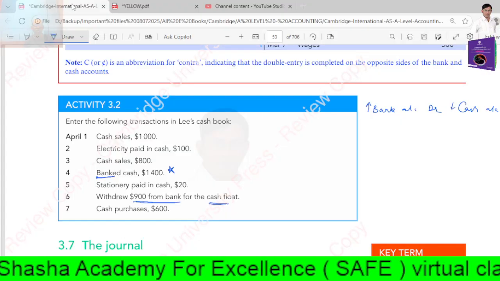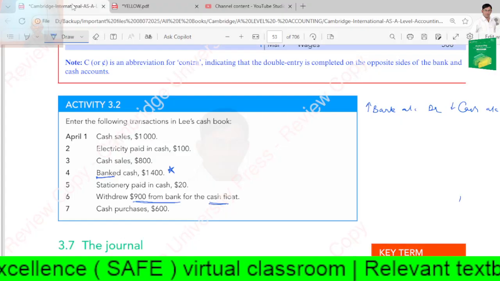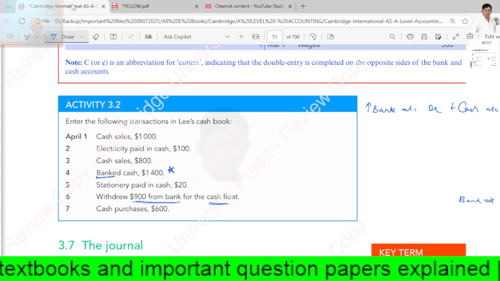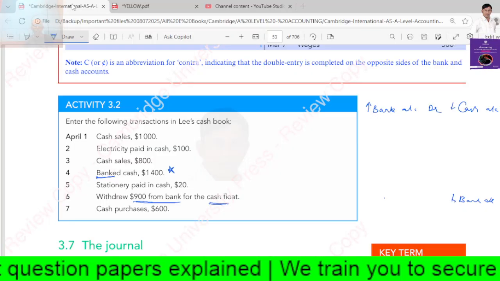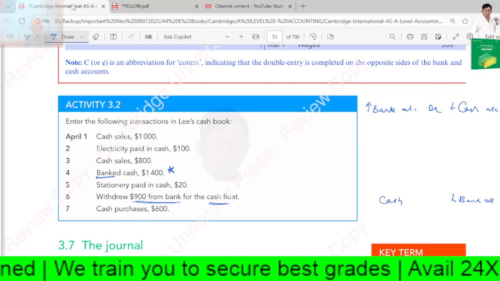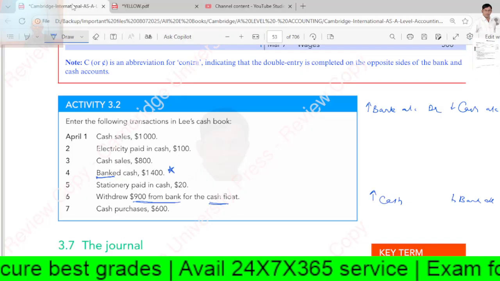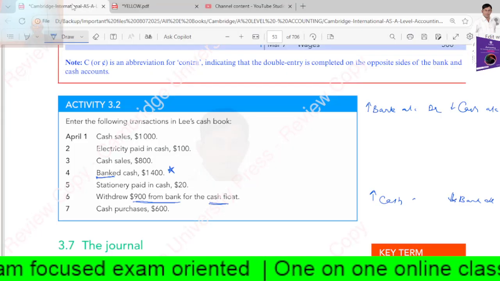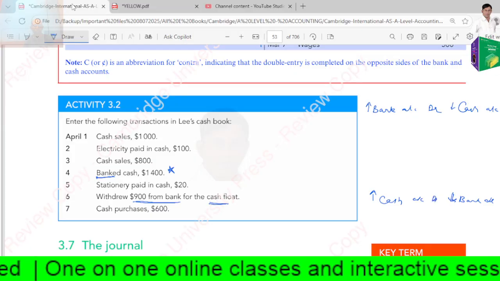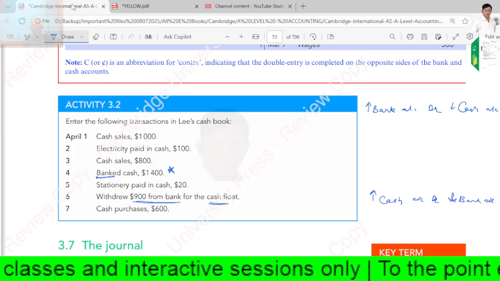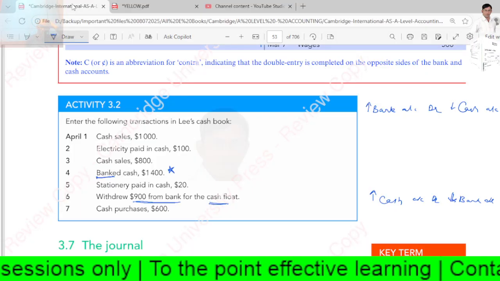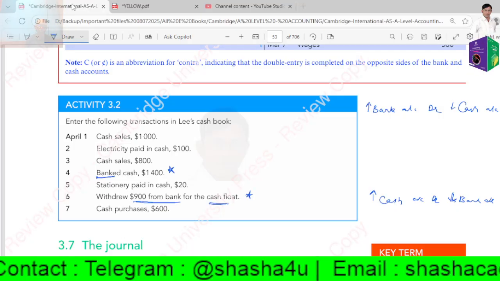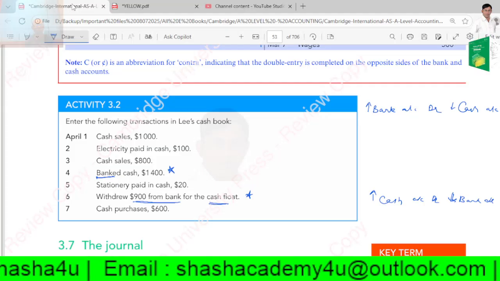What is happening? Money is going out from the bank and coming in as cash. Cash is increasing, and money is decreasing in the bank account. So remember, the cash account will be debited and the bank account will be credited. Understand, this is very important. A lot of students commit mistakes here and get confused.